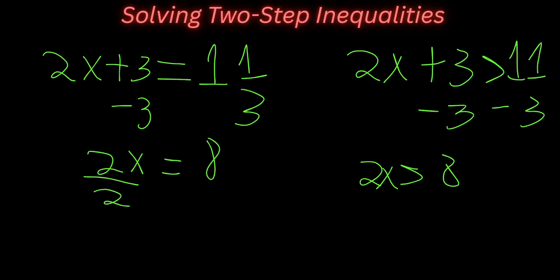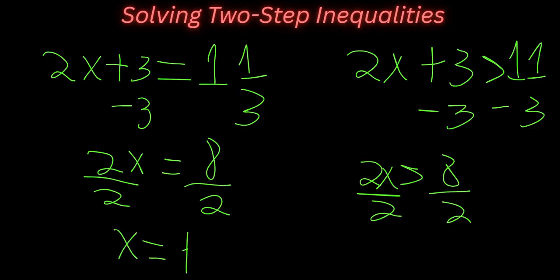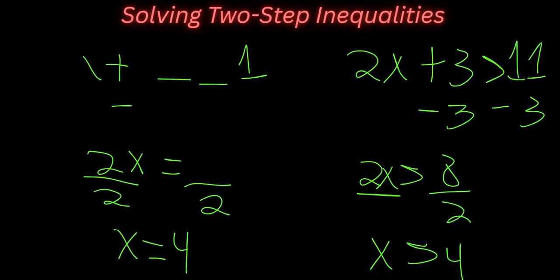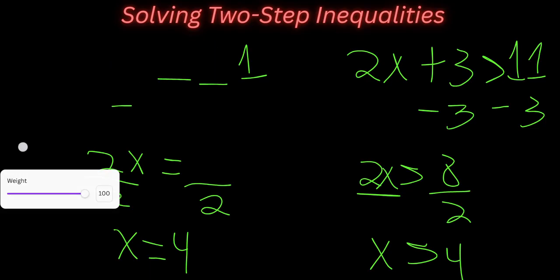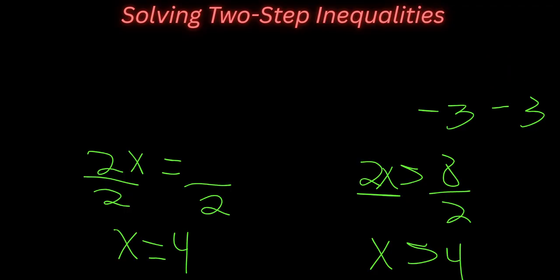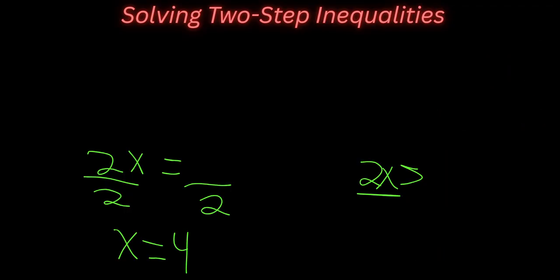2x. We divide both sides by 2. And then we do it on the inequality side as well. And we find that x equals 4. And we find that x is greater than 4. So it's the same set of steps. Let's work through another example or two. I'm going to give you 2 more examples of solving two-step inequalities. Then I'll give you a practice set.